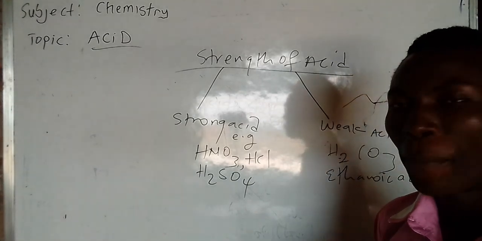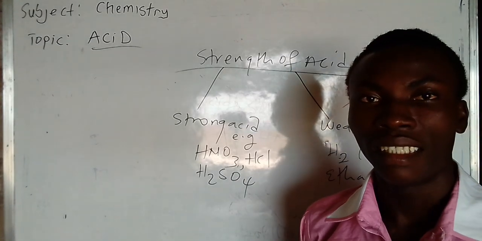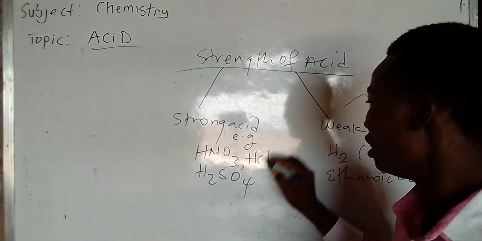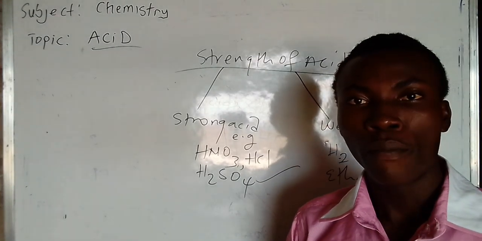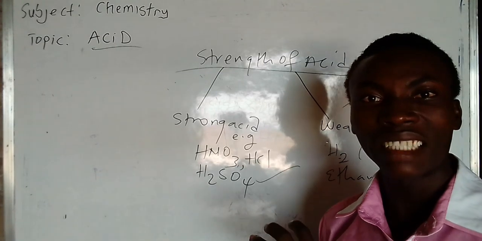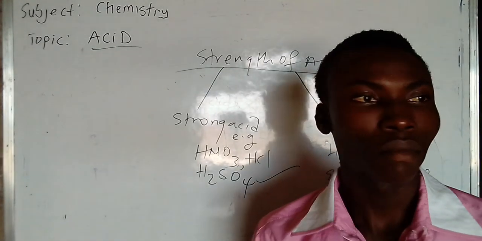Because they don't ionize completely in water, they cannot be used as electrolytes. That's a fact we need to know about them. Strong acids can still be used, e.g. H2SO4. Because it's a strong acid, it will ionize completely, so it can be used as an electrolyte.